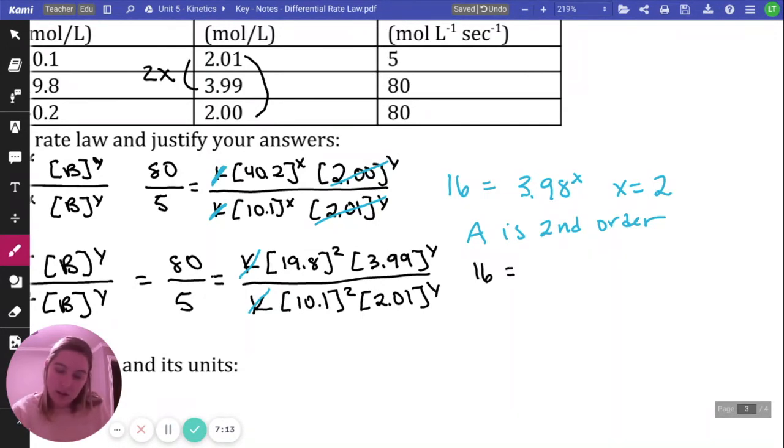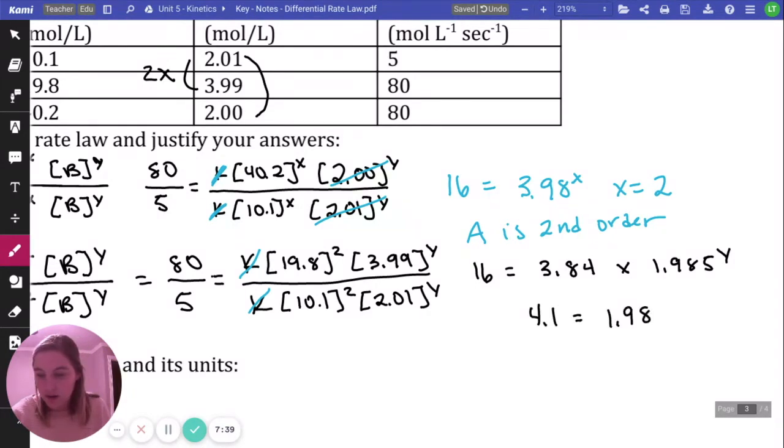and 16 is then equal to, if I square those out and divide them, 3.84 times 1.985 to the y. So then I'm just going to simplify a little more, divide both sides by 3.84, and I got 4.1 is equal to 1.985 to the y. That's basically 4. It's basically 2. So y is going to be equal to 2. So B is also going to be second order.